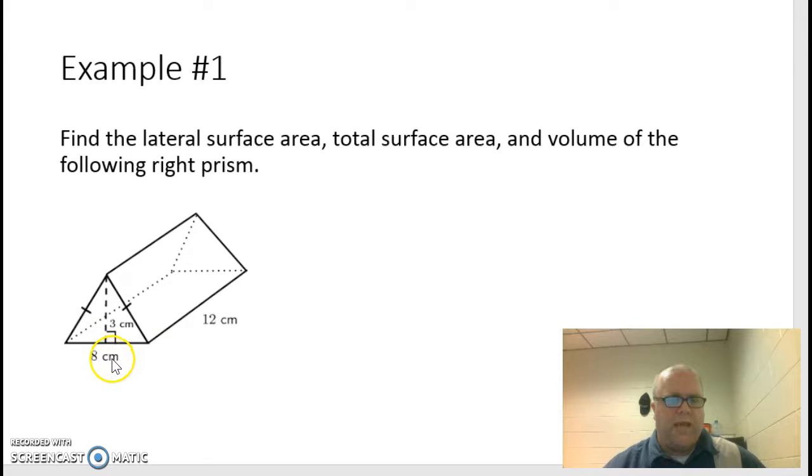So before we go on to the next page, let's talk about what the area would be. So 1/2 of 8 times 3, that's going to be 1/2 of 24, which is 12. So I might jot down on the side that I know the area of my base is 12 centimeters squared. And then the perimeter, I know that this side is 8, so I need to know this side and this side.